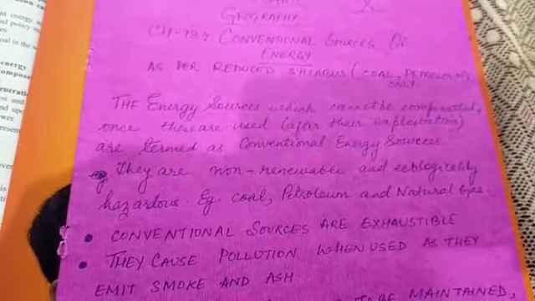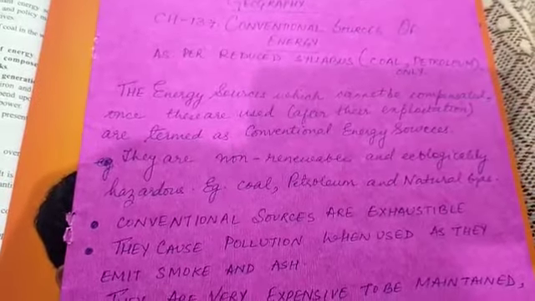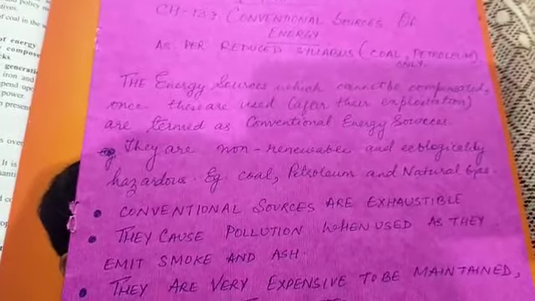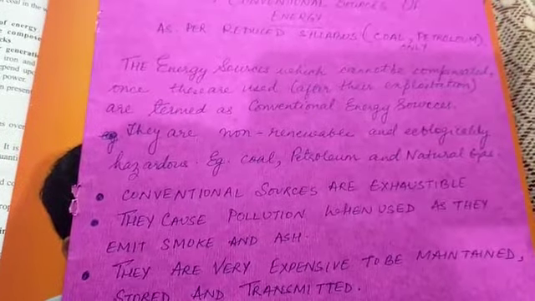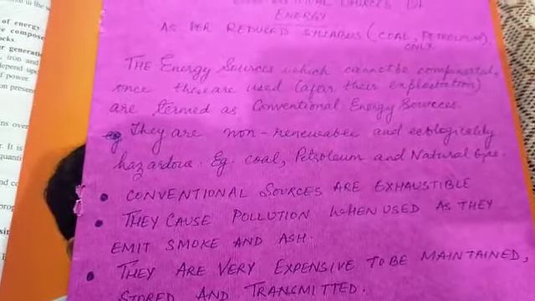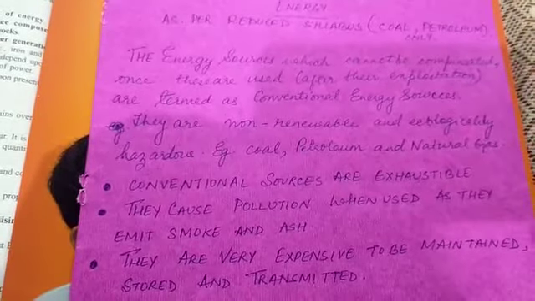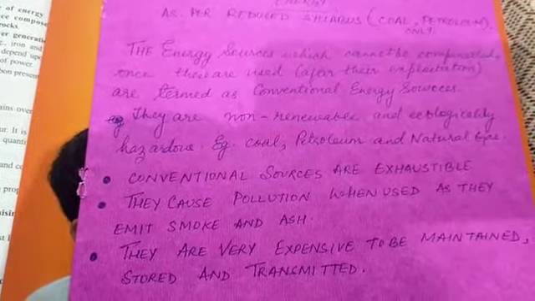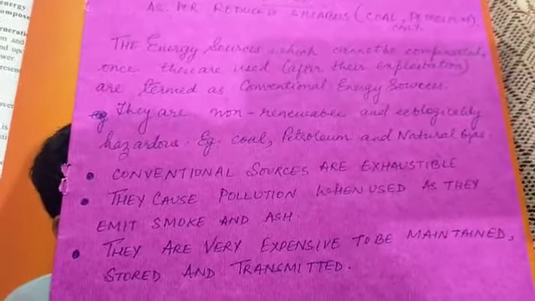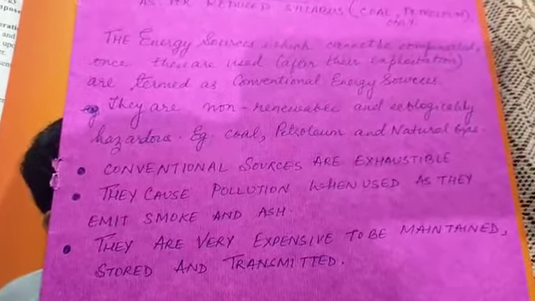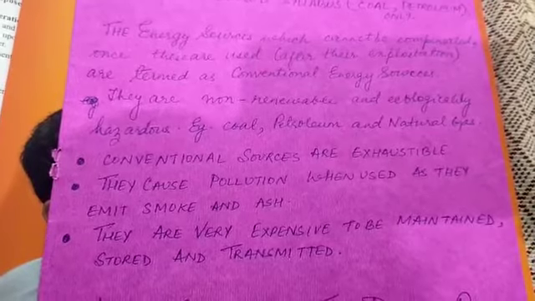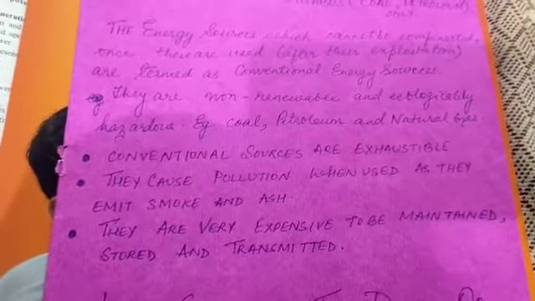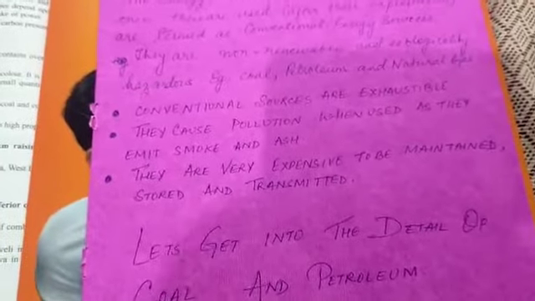The energy sources which cannot be compensated once they are used after their exploitation are termed as conventional sources of energy. These are non-renewable sources and ecologically very hazardous. Examples: coal, petroleum and natural gas. The most important point is that conventional sources of energy are exhaustible. They cause pollution when used as they emit smoke and ash, and they are very expensive to maintain, store and transmit. Now let's look into the detail of coal and petroleum.